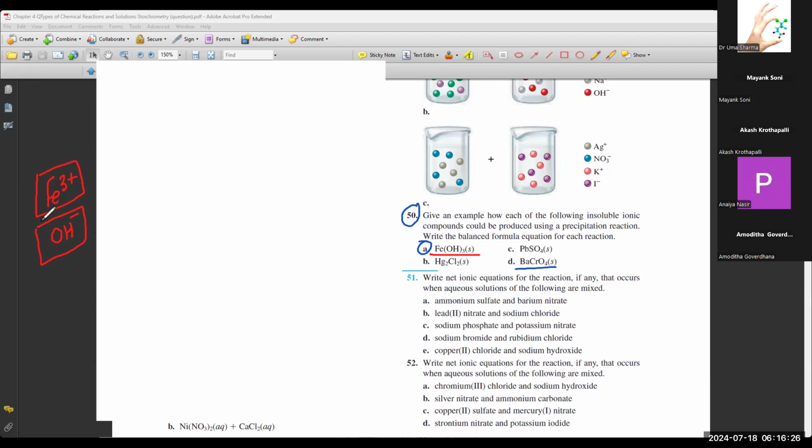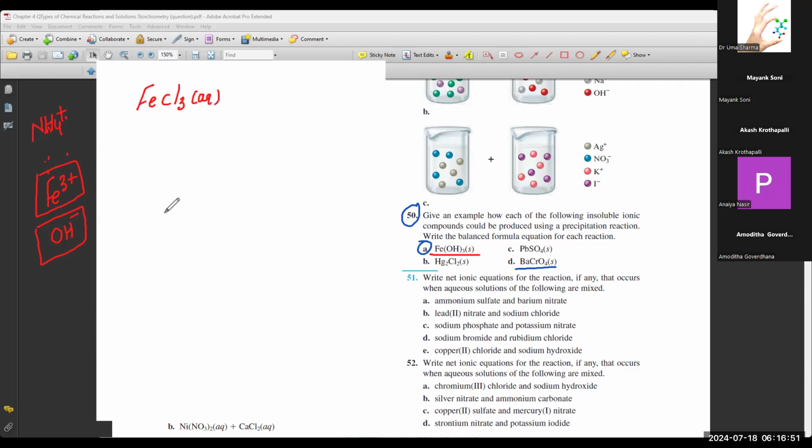Ammonium, why? Ammonium with what? With Fe? This is 3 plus, ammonium is 1 plus. They are not going to make any compound. Am I right, Amodita? They are not interested in each other. Plus, plus. Yes, Akash is right. You can take FeCl3.